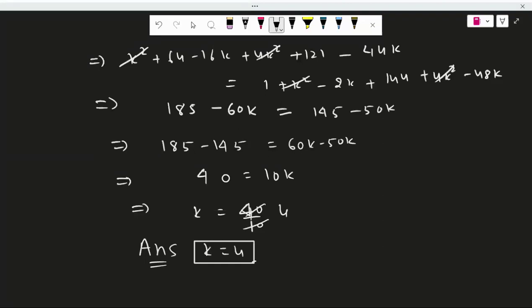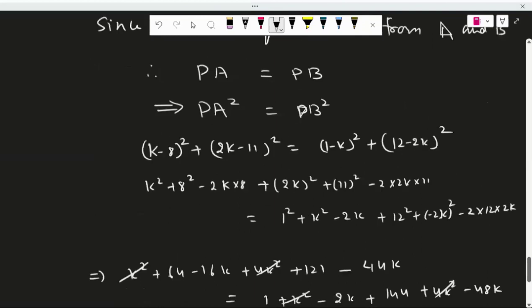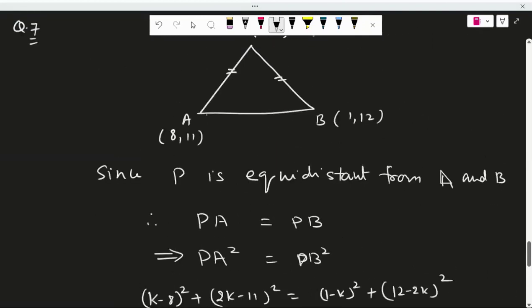See, in this question, question number 7, we have been given that point P is equidistant from A and B. That means PA is equal to PB. Distance of P from A is PA, distance of P from B is PB. They are equal. So PA square equals PB square, just to remove the square root, isn't it? Yeah.